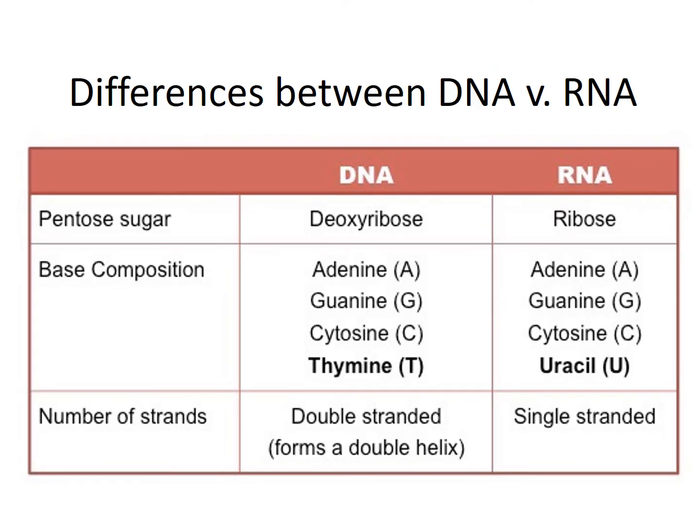Here is a table enumerating several differences between DNA and RNA that you should remember for the test. You should remember that their backbones are made up of different types of sugars, deoxyribose versus ribose. You should know that their nucleotide bases differ. DNA contains thymines, while RNA contains uracils instead. And DNA, again, is double-stranded, taking the form of a double helix in three-dimensional space, while RNA is single-stranded, and therefore you could call it linear in three-dimensional space.